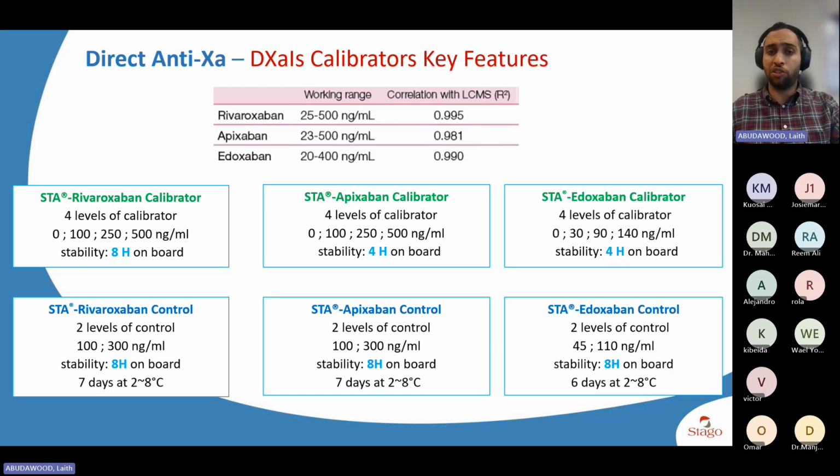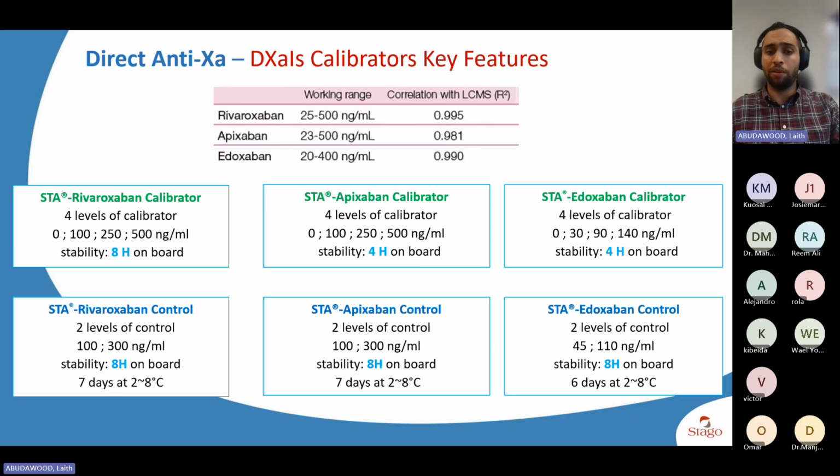Another point that's worth mentioning is LCMS, or liquid chromatography mass spectrometry, is the gold standard for DOAC measurement. And as you can see, our anti-Xa kit correlates quite well with this gold standard. So you will have very reliable results from this anti-Xa kit. Again, this is just a point about the calibrator, which we mentioned. It's regarding the working range. This is covered. Finally, for the controls, again, you will have very good stability at 2 to 8 Celsius.